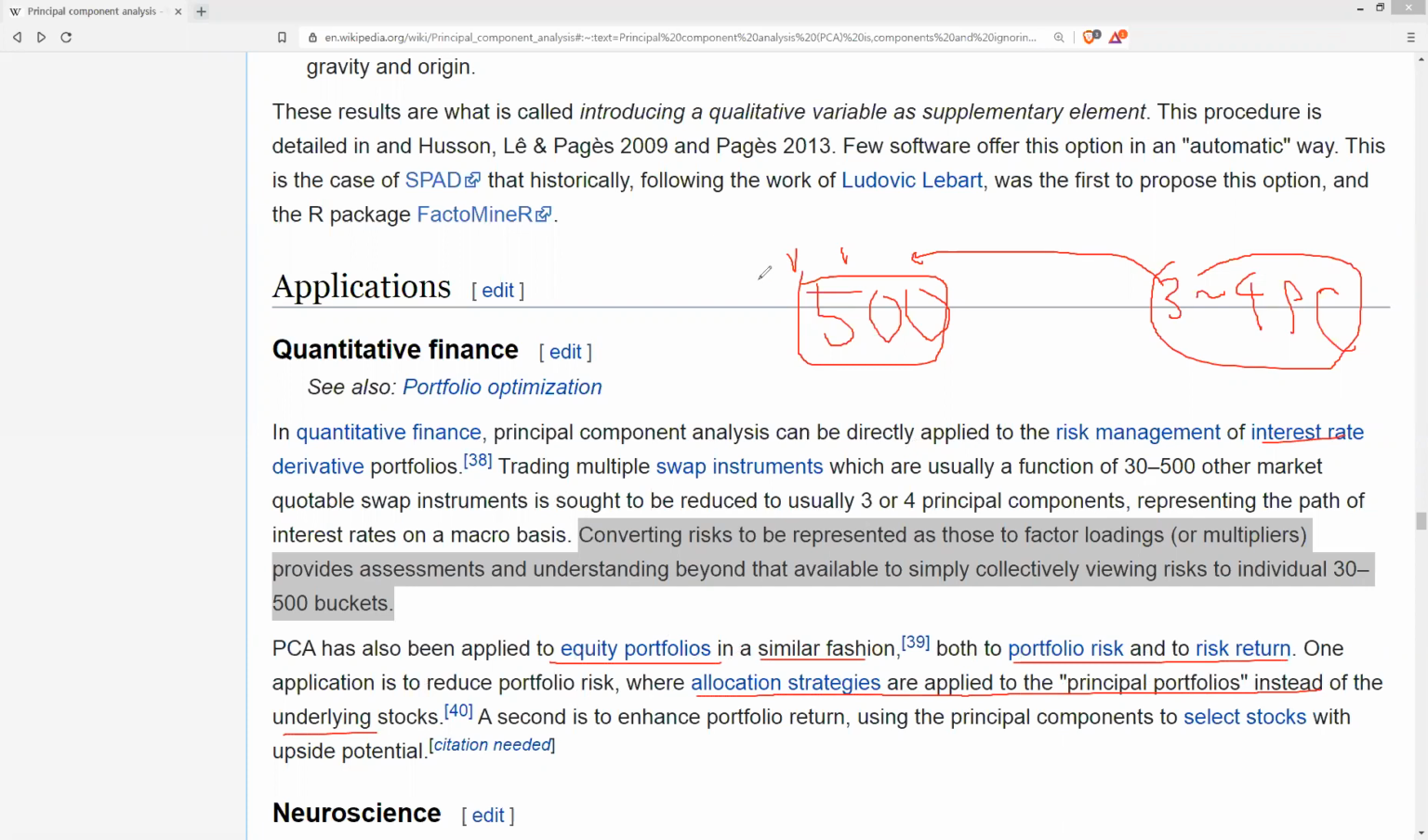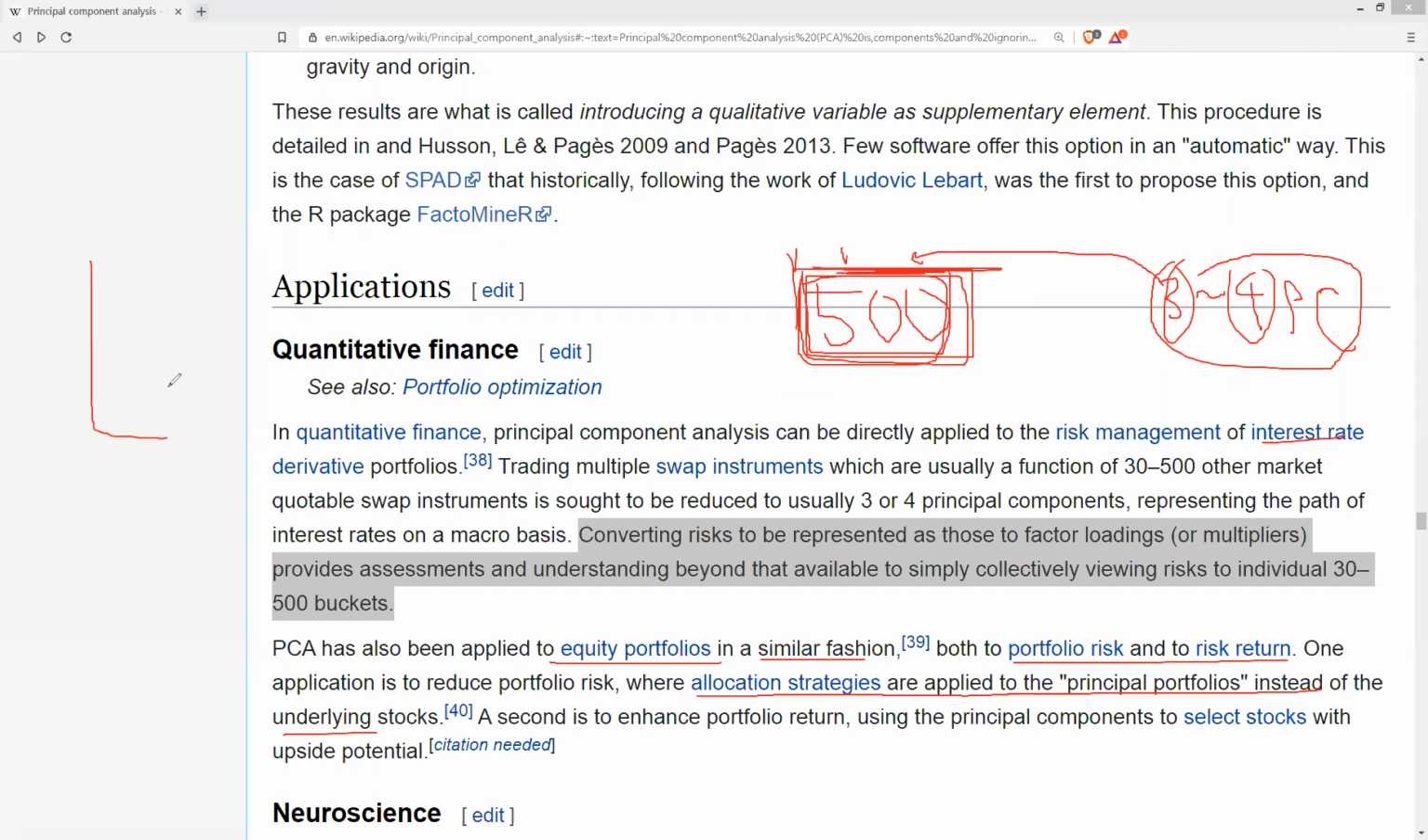Okay, so suppose we have 500 stocks. Maybe you are too busy, and maybe you have limited resources, so in that case it is hard to manage 500 assets. In that case, again, you can do principal component analysis. By doing principal component analysis, you can basically reduce 500 assets into 3 or 4 dimensions. And these 3 or 4 principal components are actually linear combinations of these 500 stocks, right?